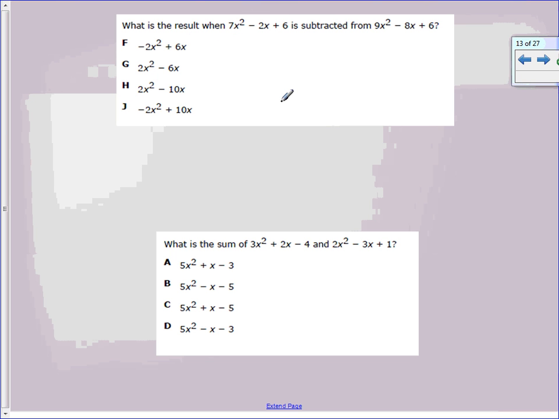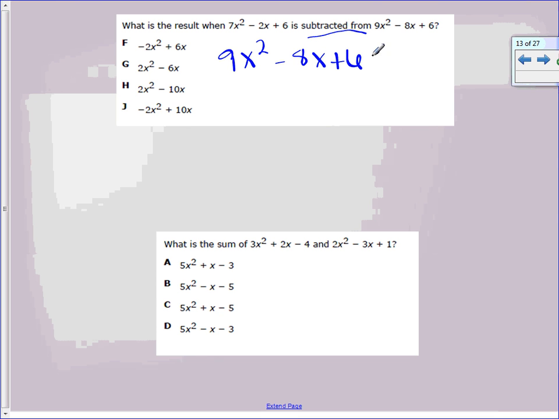Okay, so let's take a look at these problems. I want you guys to do these in your notebooks. Okay? 7x squared minus 2x plus 6 is subtracted from 9x squared minus 8x plus 6. How do I rewrite this? Combine them, right? What's being subtracted? The big number. The big number.